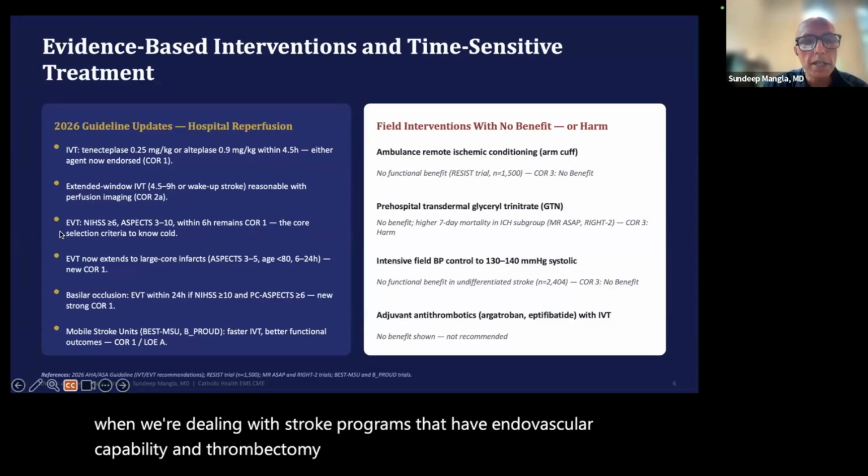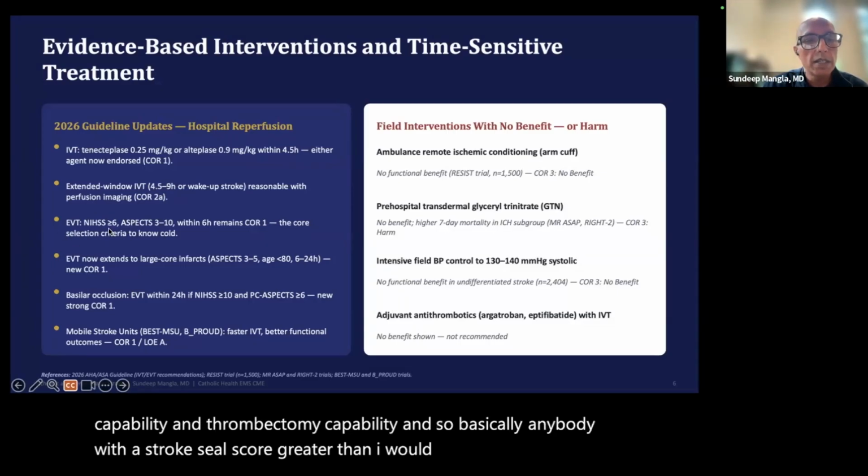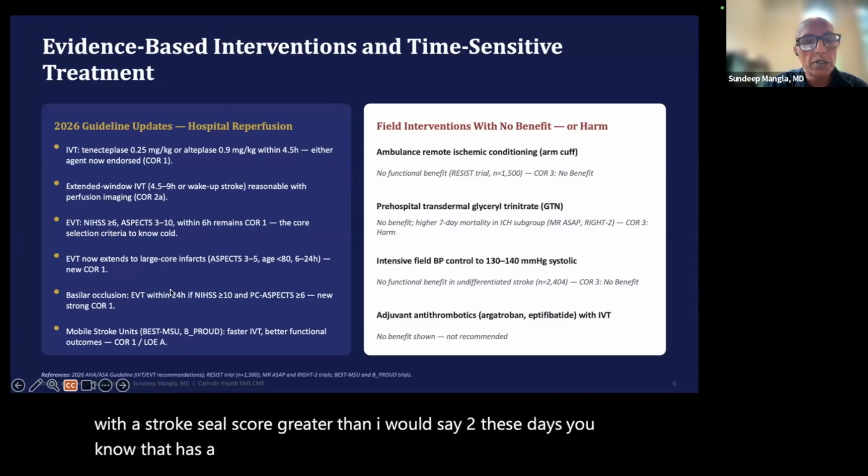And so basically anybody with a stroke scale score greater than, I would say, 2 these days, that has a large vessel occlusion, we would consider for stroke intervention.